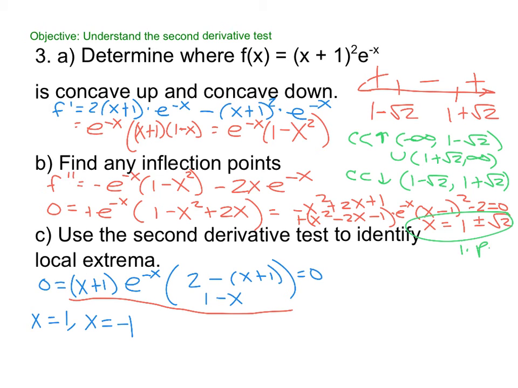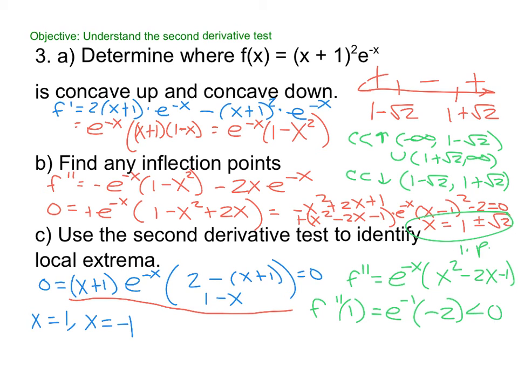Alright, so now we have to plug the 1 and the negative 1 into the second derivative. So f double prime is e to the negative x times x squared minus 2x minus 1. So let's see. f double prime of 1, that's e to the negative 1, which is always positive. And then 1 minus 2 minus 1, so that's less than 0. f double prime of negative 1, that's e to the first. And we get 1 plus 2 minus 1. That's greater than 0.